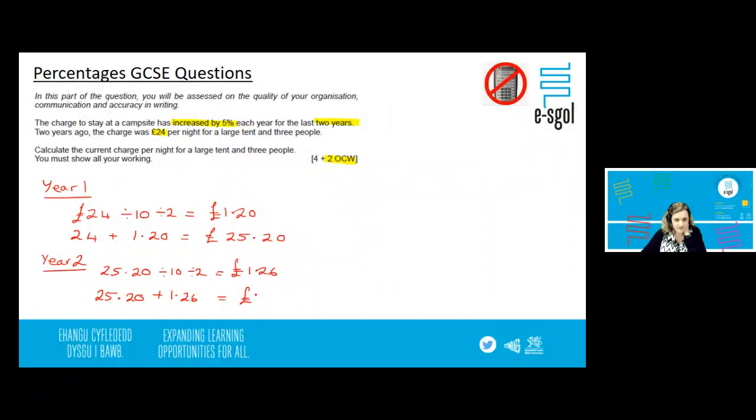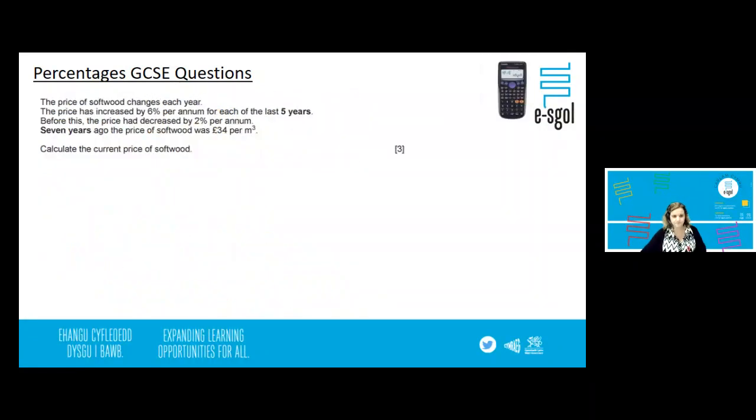And your overall answer then, £26.46. There is nothing more you need to do here. You don't need anything extra to get those OCW marks. It's just setting out your year 1, year 2. You've shown your method, you've put your units on there, everything is clear and logical, and you will automatically get those marks. Okay, on to the next one.